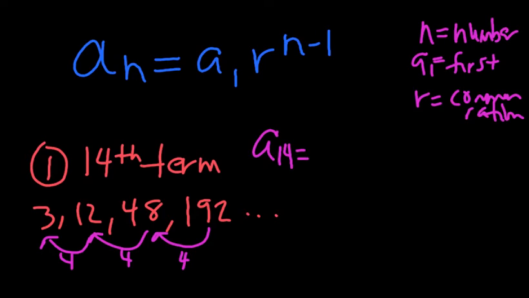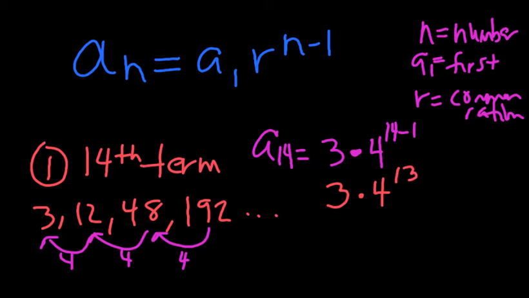And then what's the first term? A sub 1 is 3. And then we're going to multiply that times r. What does r mean? Common ratio. R is 4. And then this one has an exponent. See the little n minus 1? So 14 minus 1 is our exponent. To work that, the first thing we do is 14 minus 1. That's 13. So we got 3 times 4 to the 13th. Okay?